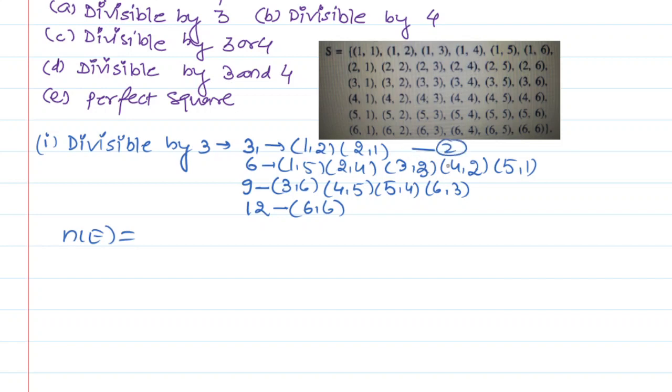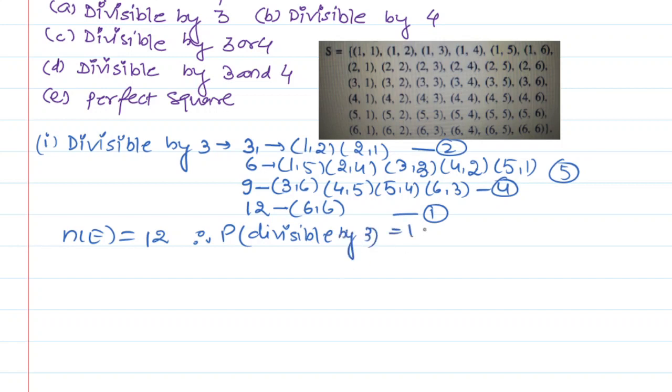For 6, 1, 2, 3, 4, 5. This is 4 and this is 1. So total number of favorable events is how many? 4 plus 1 is 5, plus 5 is 10, plus 2 is 12. So n of E is 12. Therefore, probability of getting a number which is divisible by 3 is equal to 12 upon 36. Let's go to the next part.